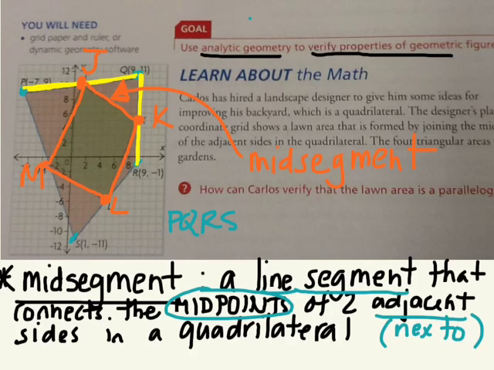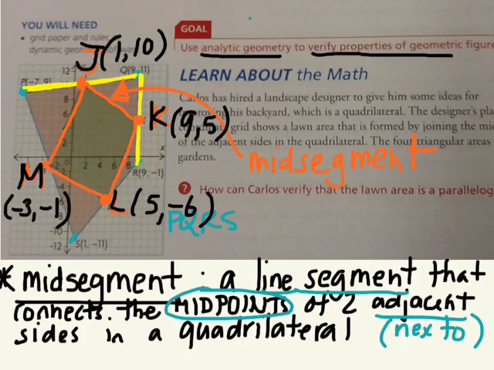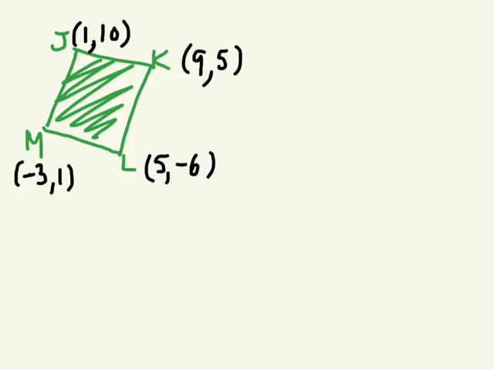What is this question asking us to verify? J is located at 110. Where's K located? So what we're trying to do here, they've already connected the midpoints for us, the midsegments. And the midsegments form a lawn area. This shape inside is the lawn. We need to verify that the lawn is a parallelogram. How do we verify that? We need to prove that it's a parallelogram.